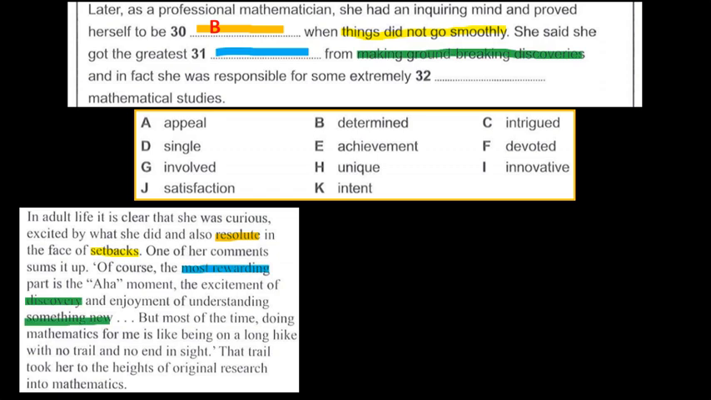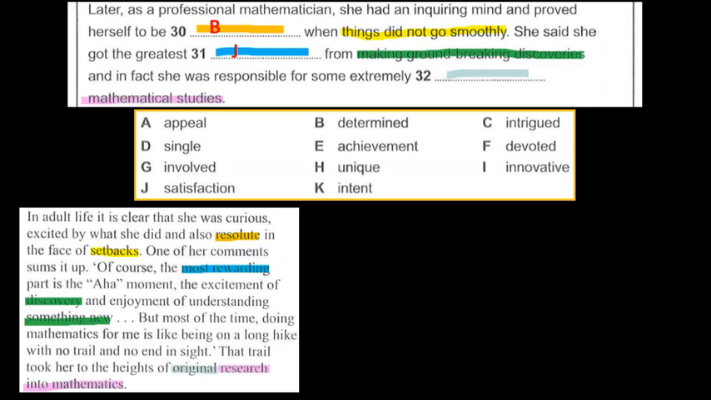She said she was not the greatest something from making groundbreaking discoveries. She got the greatest what? So making groundbreaking discoveries. We've got discovery, something new. So what did she get the greatest of? We can link that with the phrase most rewarding. And that goes best with J, satisfaction. She got the most satisfaction. It was the most rewarding, so she got the most satisfaction.